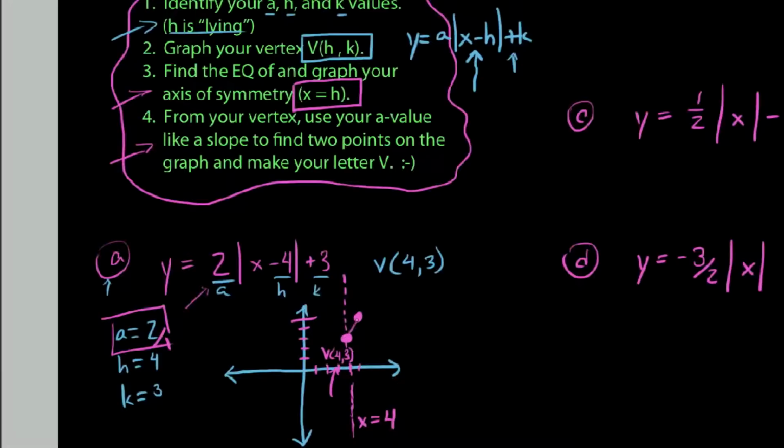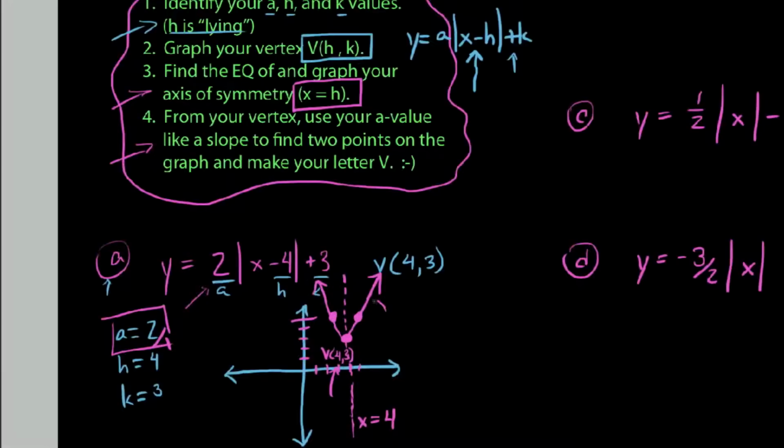So the right side of my graph has to look like this. But because it's symmetrical about the vertical line we drew, the axis of symmetry, I know that it also goes up 2 and left 1, because this point has to be symmetrical with the point we drew using our a value.